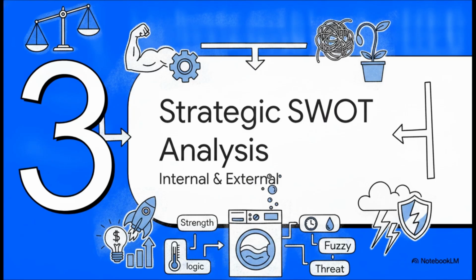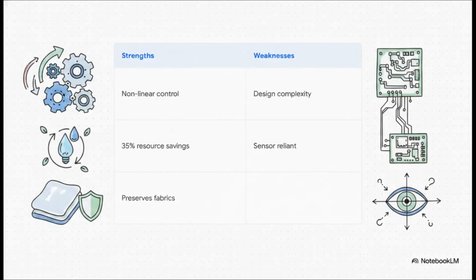To ensure a perfectly transparent pitch, Section 3 is our strategic SWOT analysis. Let's start by looking at the internal factors, our strengths and weaknesses. These really illustrate the classic trade-offs of advanced engineering. On the strength side, we've got non-linear control that seamlessly adapts to dynamic soil loads. We boast mathematically verified resource savings of up to 35% in water and energy, and we actively preserve fabrics compared to that aggressive timer-only washing style.